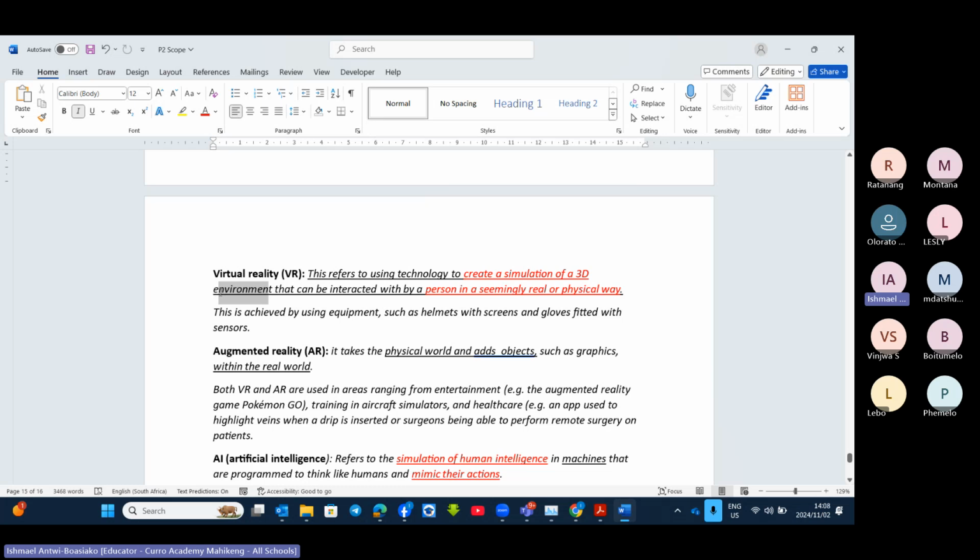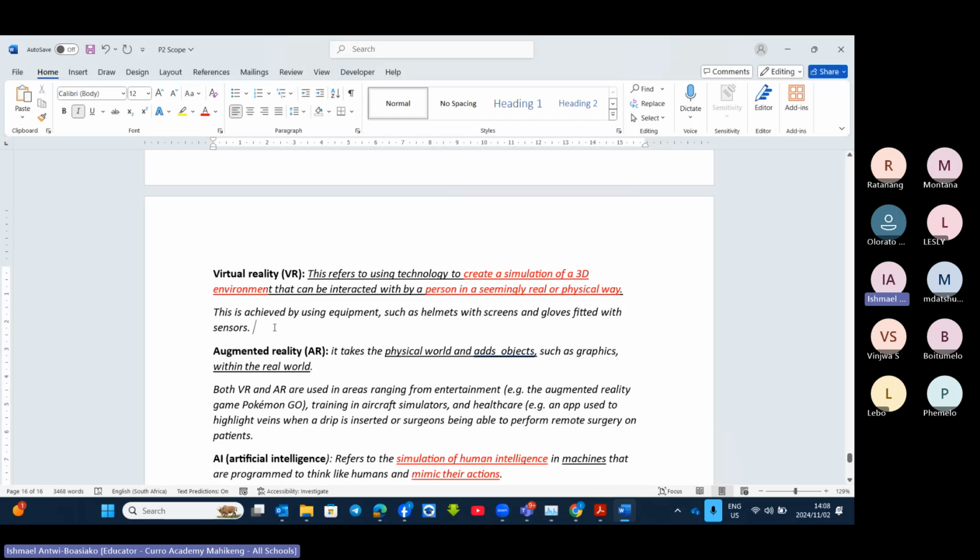You have to add the environment to it. A 3D environment by a person in such a way that it is as if you are in a physical world. And that is what we call the VR. So the VR, you achieve that by using certain devices like the helmet or the gloves that are fitted with a sensor. So that is how we use the VR.